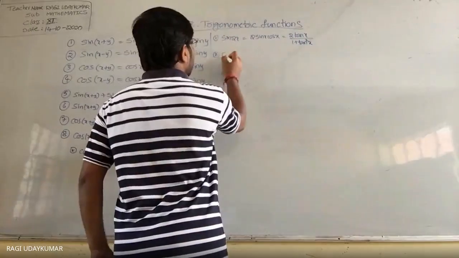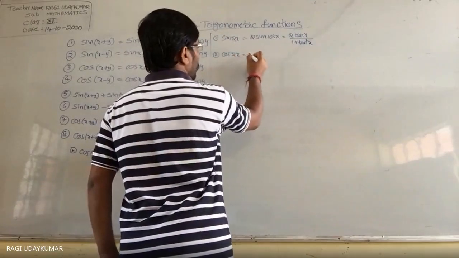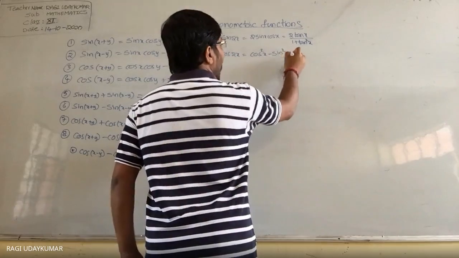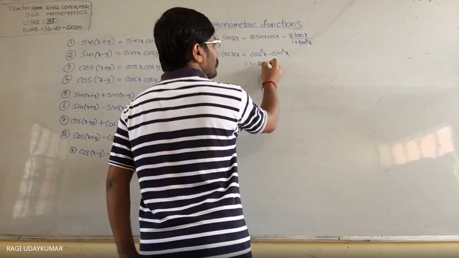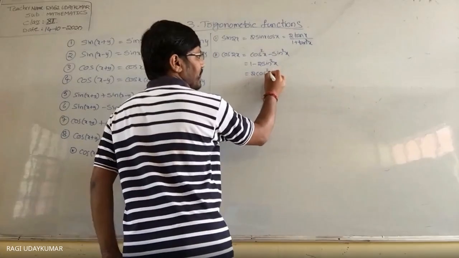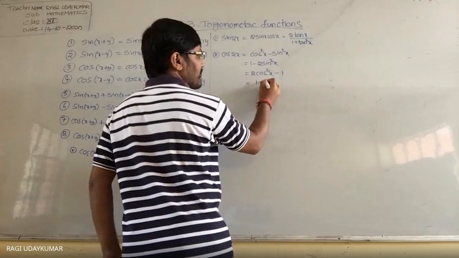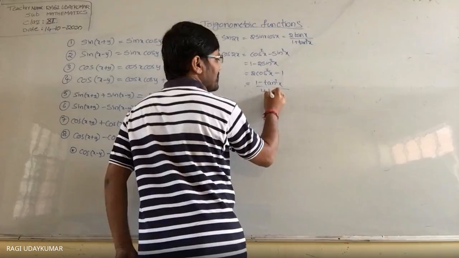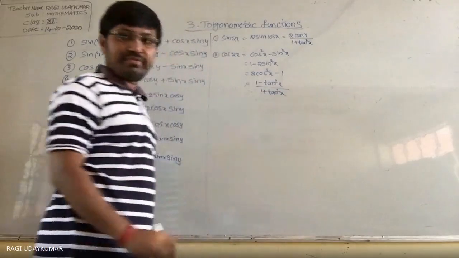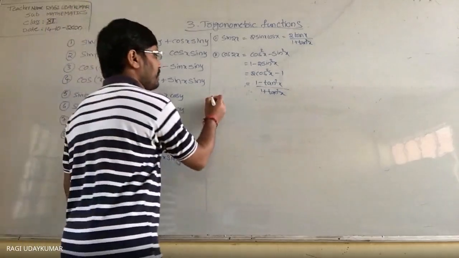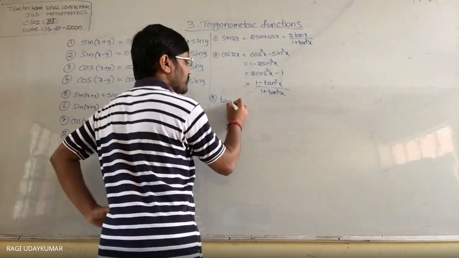The second one is cos 2x. This can be written as cos square x minus sin square x, or as 1 minus 2 sin square x, or as 2 cos square x minus 1, or as 1 minus tan square x by 1 plus tan square x. These are the different ways you have for cos 2x.